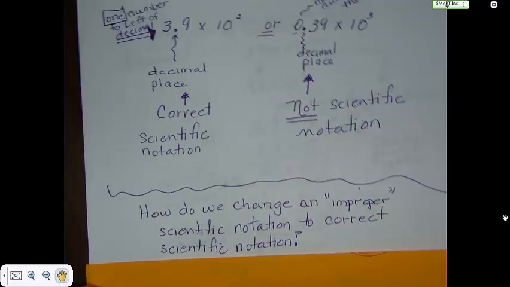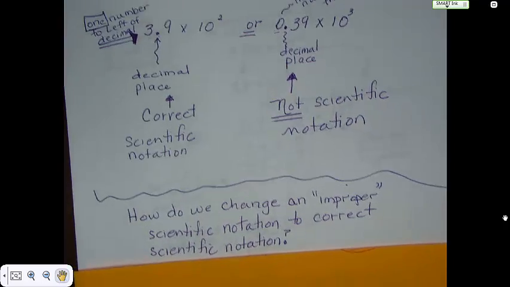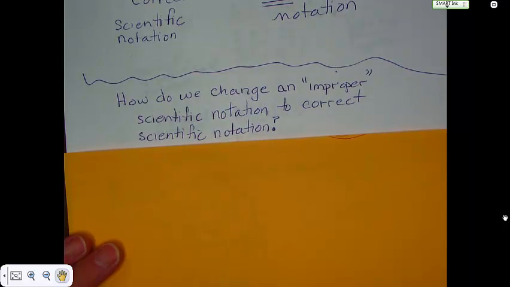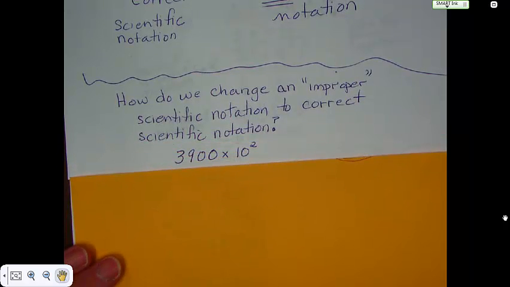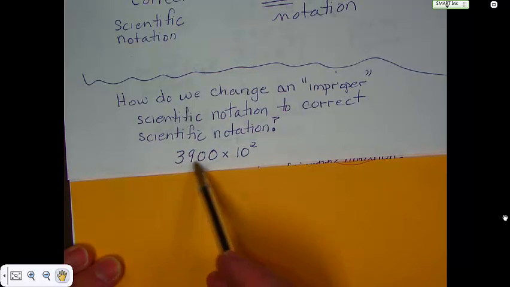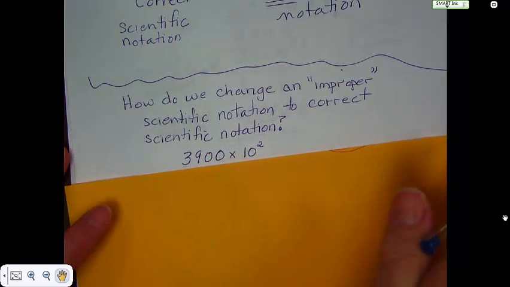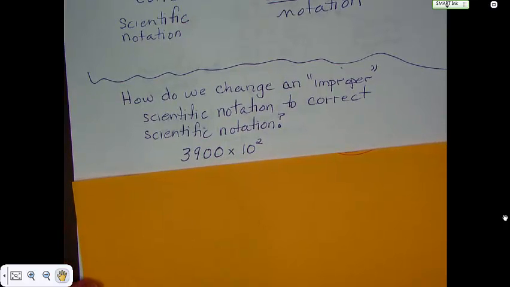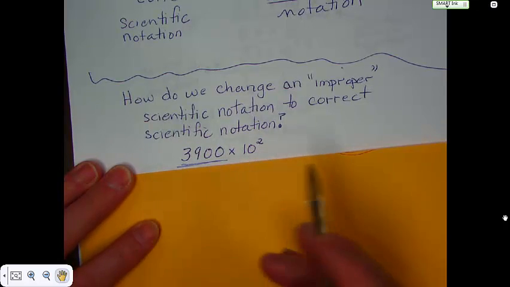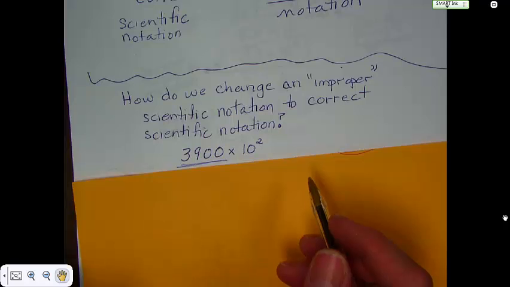So the big question of the day is, how do we change from improper scientific notation to the correct form? We're going to start with this particular example: 3,900 times 10 to the second power. Well, that is obviously not correct scientific notation. There isn't even a decimal in this number at all. So we know we have a problem right away. Where would that decimal go?